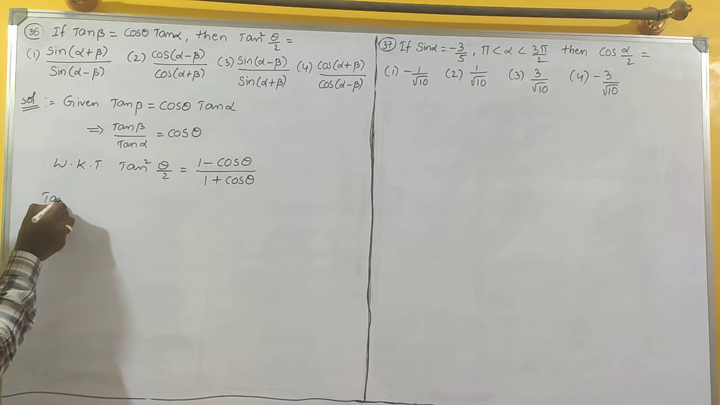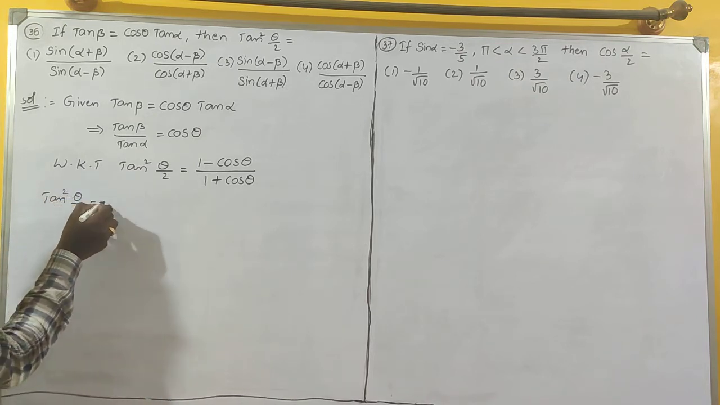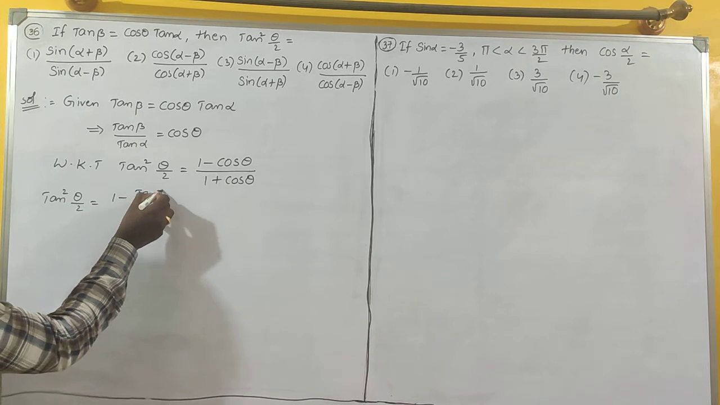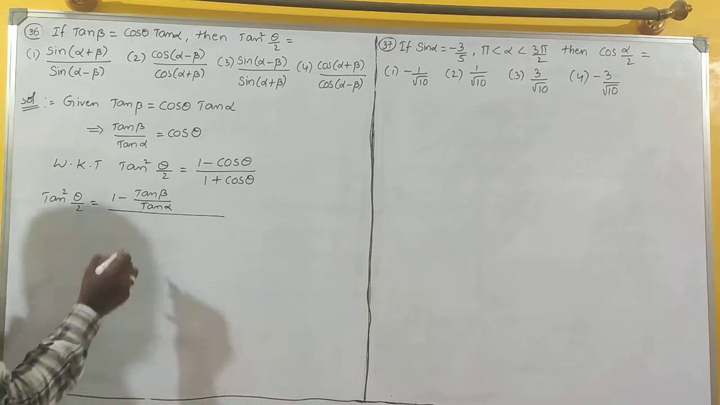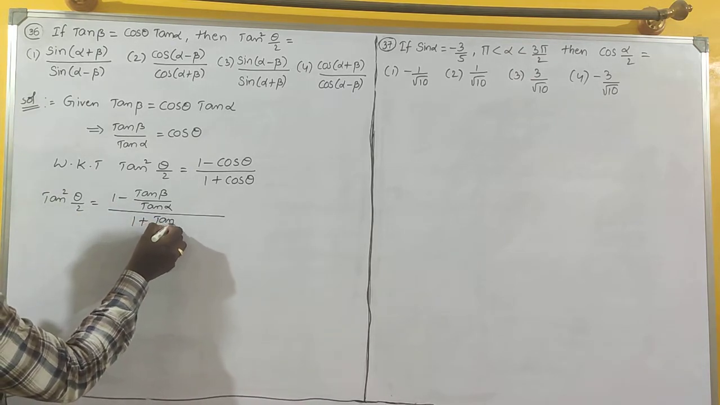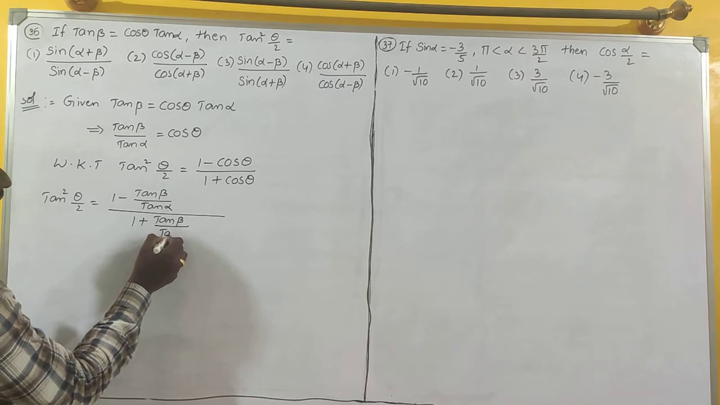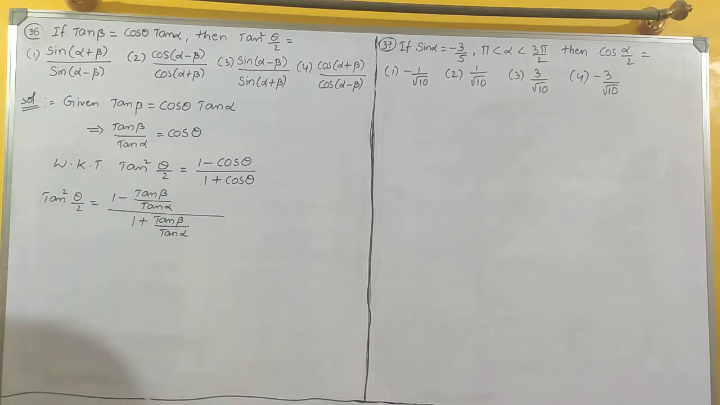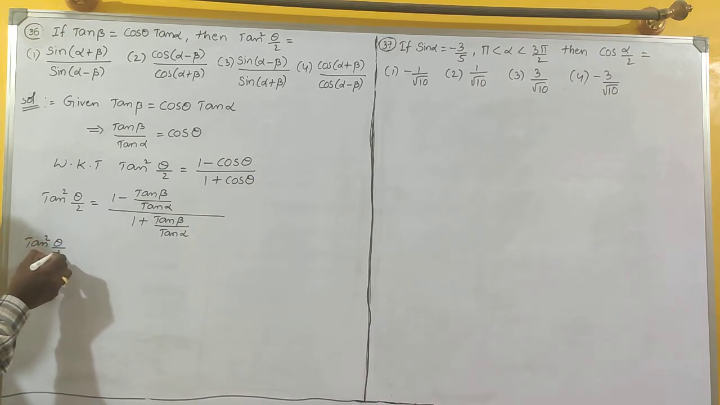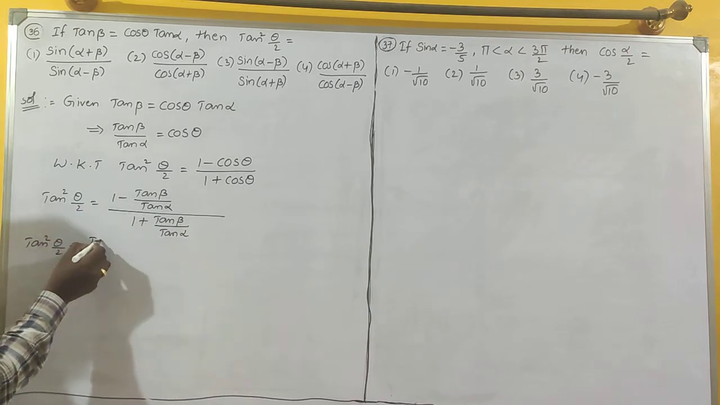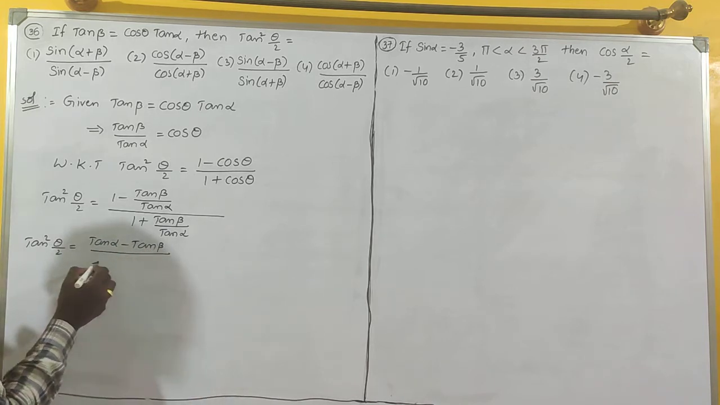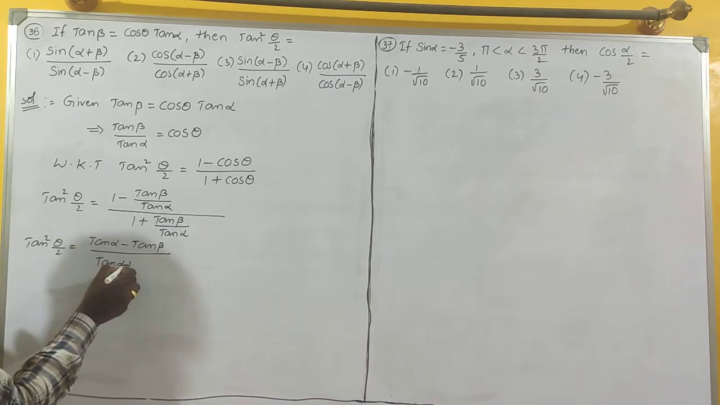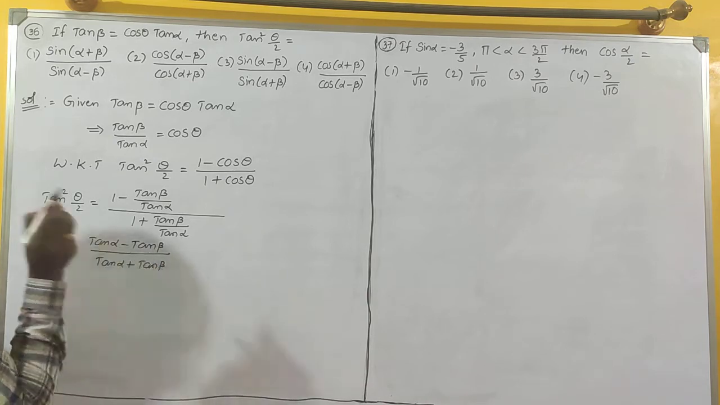Then tan square theta by 2 is equal to 1 minus cos theta, which is nothing but tan beta by tan alpha, by 1 plus tan beta by tan alpha. Now simplify. Then tan square theta by 2 is equal to, if you take LCM, tan alpha minus tan beta by tan alpha plus tan beta.